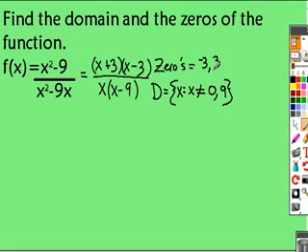So you start the problem the same way. Your zeros come from the numerator, your domain comes from the denominator. If you happen to get something that will cancel, don't cancel it. If you cancel, you change the function. So it's not the original problem anymore. Okay, so on these ones, you don't want to do it. On this one, we can do it.